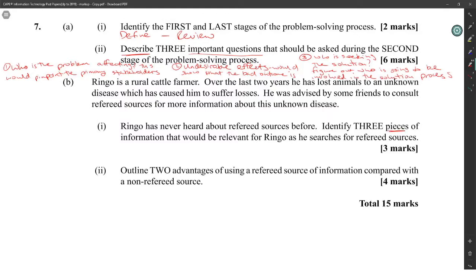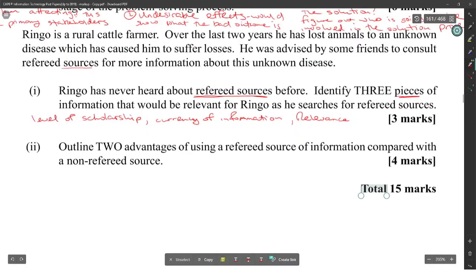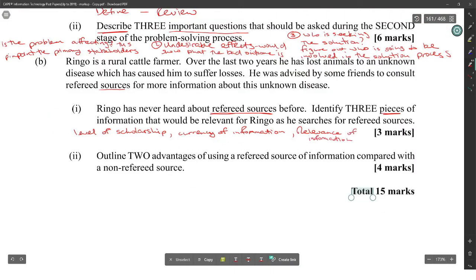Alright, so now we had to hit this scenario real hard and kind of look at what you're looking for. So he was advised by some friends to consult refereed sources for information about it. So 3 pieces of information would be to make sure that somebody is a refereed source would be the level of scholarship. Level of scholarship could work. The currency of information, relevance of information. But just 3 pieces of information that would be relevant.